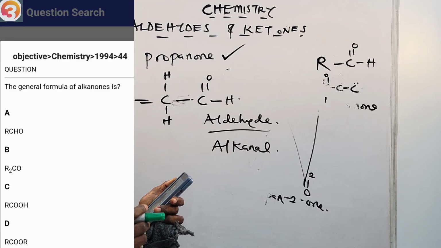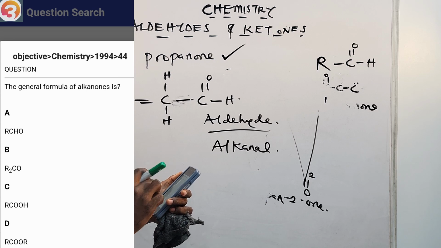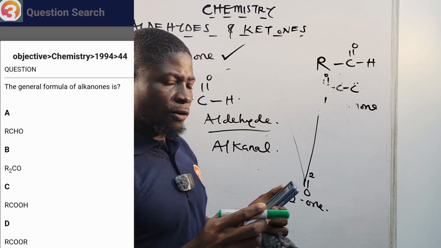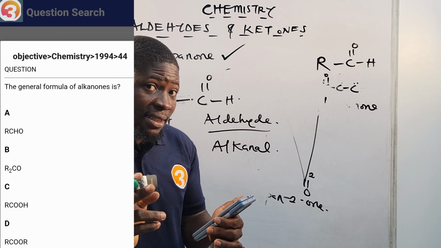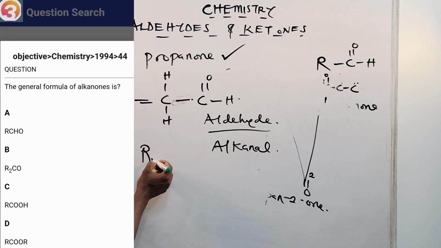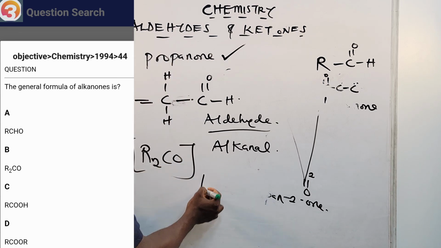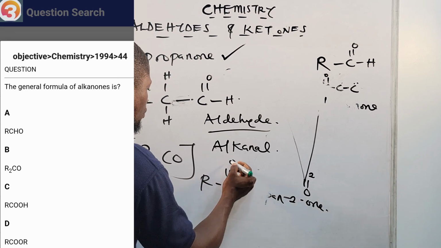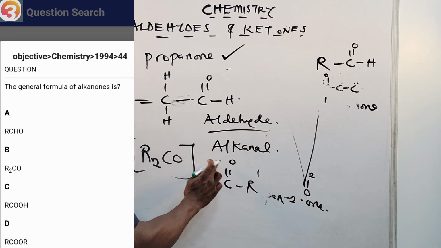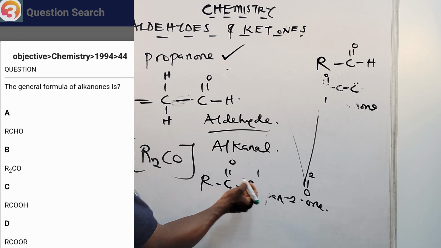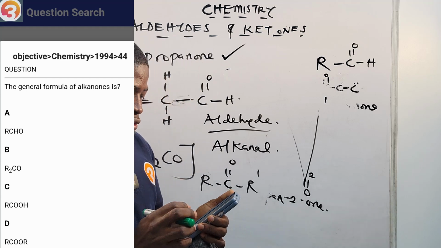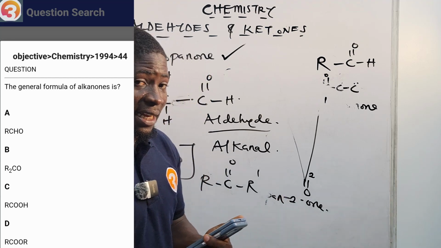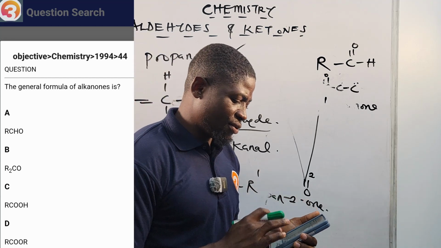Now let us see this 1994 question number 44, which is being displayed on the screen. They say the general formula of alkanones is R2CO. So I have R here, you have C double bonded to O, then you have R. They may be the same or different. If you see it like this, or you see it like this, it's very correct. So the correct answer there will be option B, as shown. RCOOR are esters. So we'll get to esters soon.